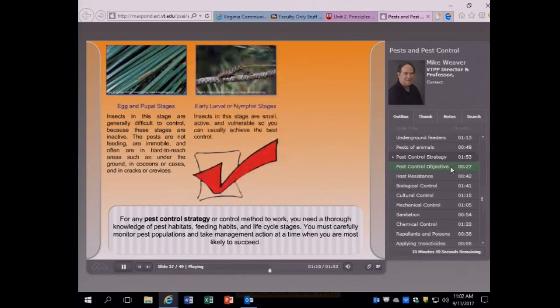The early larval and nymphal stages are when the insects are small and active and very vulnerable. So this would be the most ideal time to achieve the best pest control.